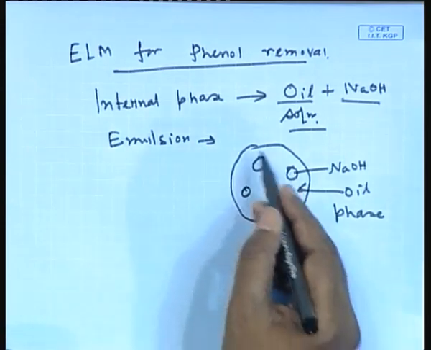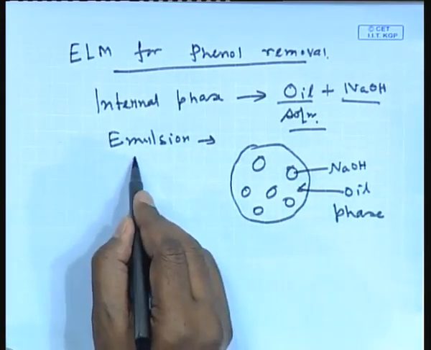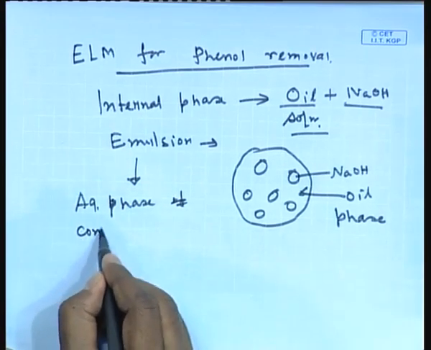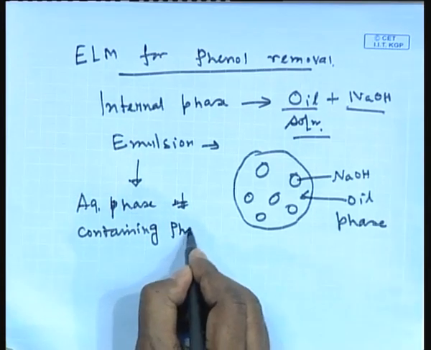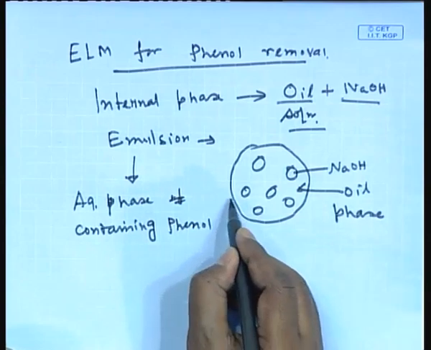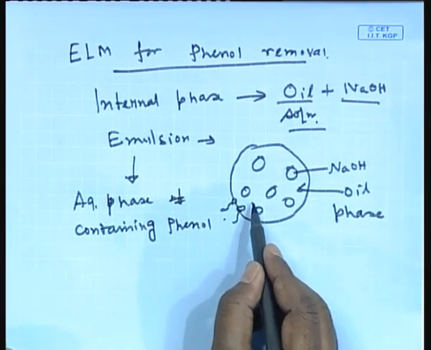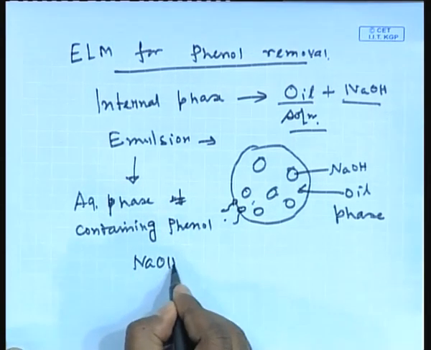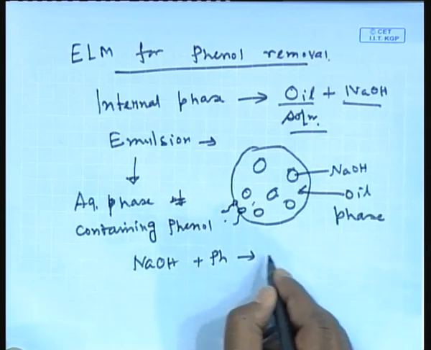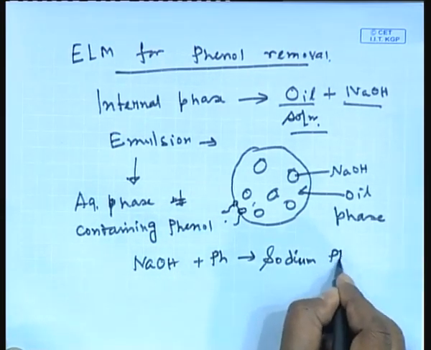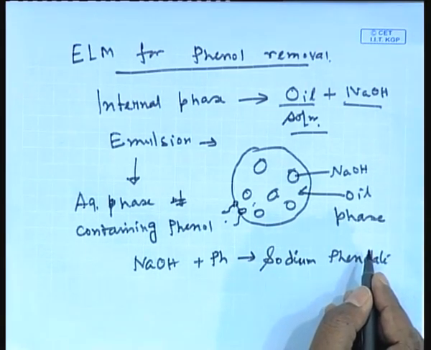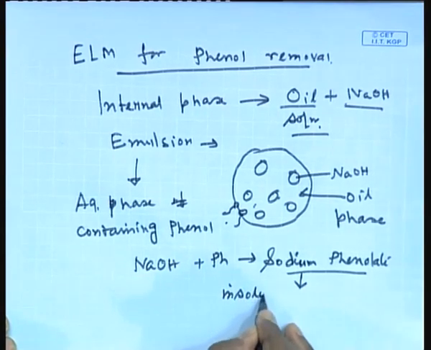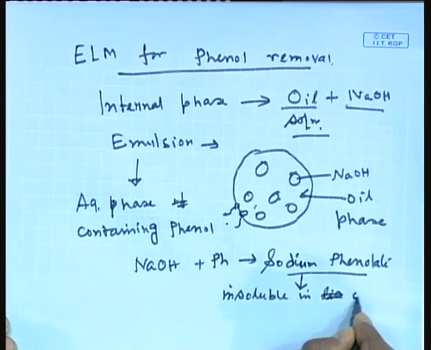Now, we place the emulsion in an aqueous phase containing phenol, let us say. What does phenol do? Phenol diffuses through the membrane phase, let us say this is phenol. This phenol diffuses through the oil phase, the membrane phase, and reaches the sodium hydroxide in the inner phase, and sodium hydroxide reacts with phenol to form sodium phenolate. This sodium phenolate, being larger in size, is insoluble in the oil phase.